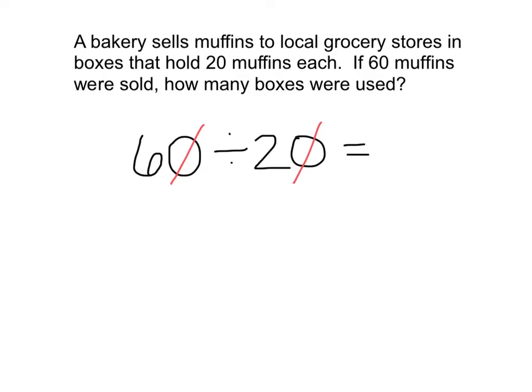Now, mental math, I know that 6 divided by 2 equals what? Well, it equals 3. So, if there were 60 muffins sold, how many boxes were used? 3 boxes, because I can put 20 muffins in each box. 20, 40, 60. I counted by 20s.